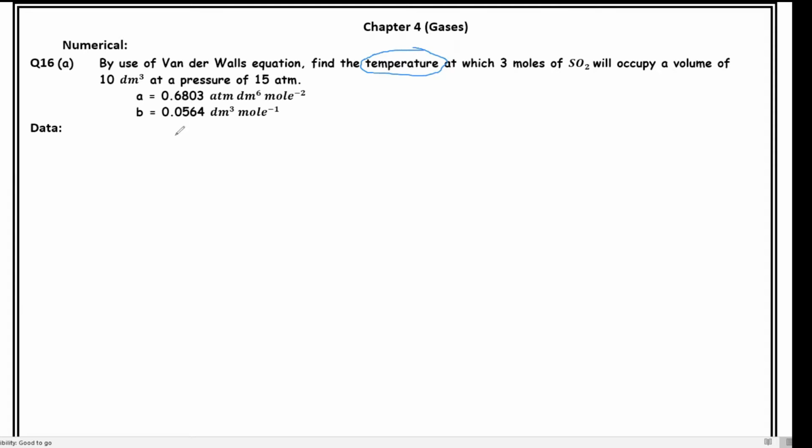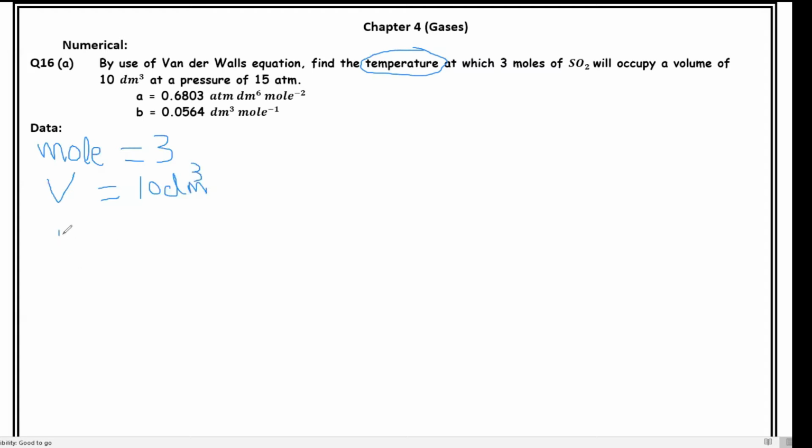First, we arrange the data for the numerical and then solve the equations. The numerical data for this question: number one, you are given the moles. Moles of the gas is equal to 3 moles. Then volume is given to you. Volume of gas is equal to 10 dm cube for the container of sulfur dioxide.